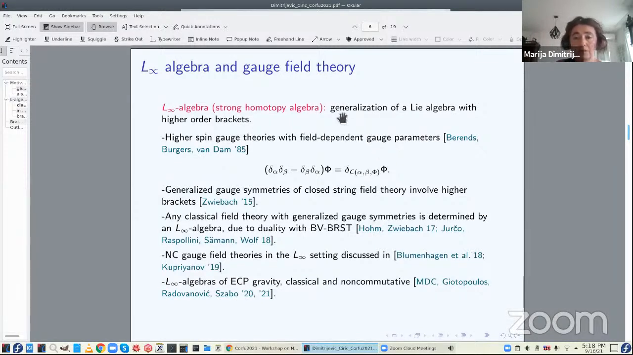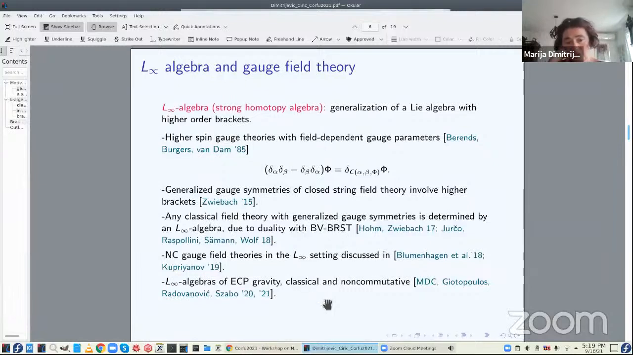We saw, like I said, the talk of Olaf this morning. L-infinity algebras, also known as strong homotopy algebras, appeared in mathematics and in physics. And we saw that all classical field theories can be described in terms of L-infinity algebras. I mentioned that non-commutative gauge field theories can be described in terms of L-infinity algebras, discussed by the Munich group and Vlad Kupriyanov. But then, okay, with some problems that I have already said.